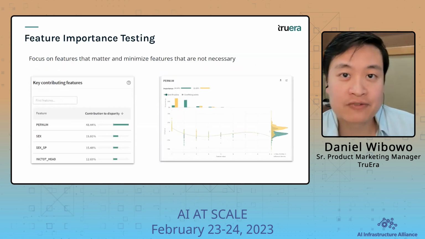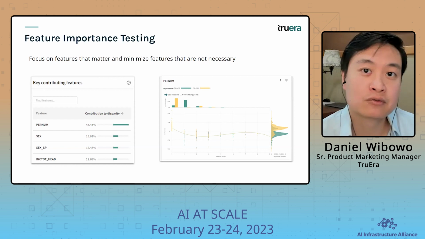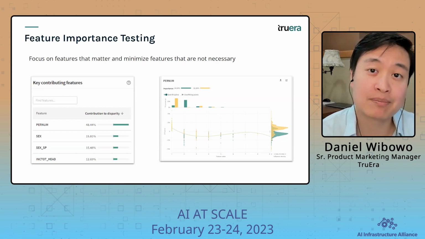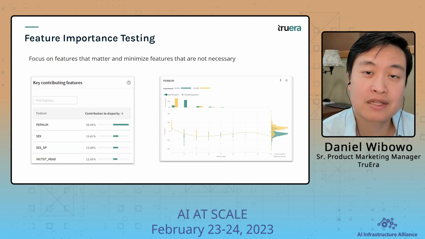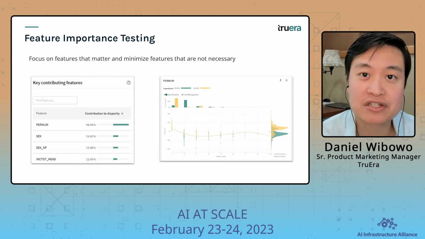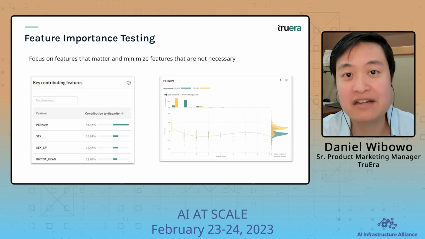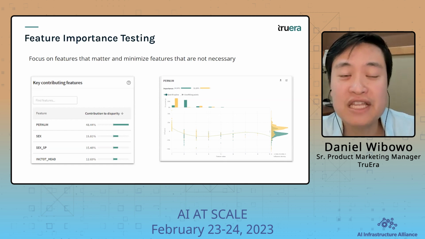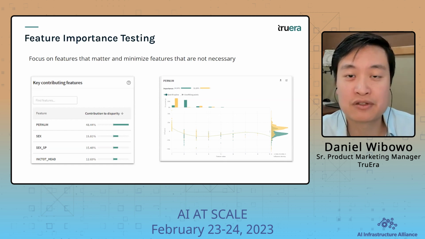The fourth type of testing is feature importance, where we're looking at the contribution of several different features that make up a model. The idea here is that you want to make sure that the main contributors are highlighted in your model, but you want to take out or filter out features that do not necessarily contribute to your model.